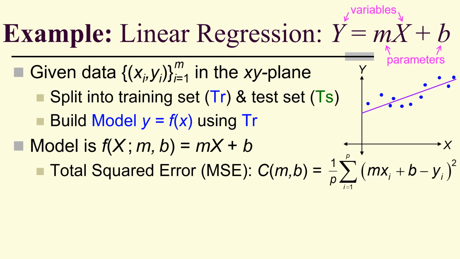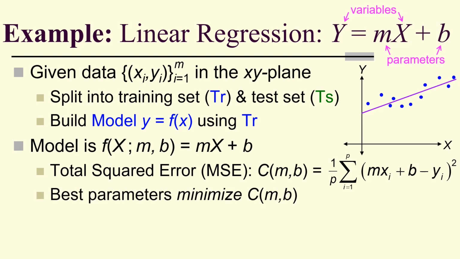We tend to look at what's called the total squared error, or mean squared error. Remember, p is the number of observations or samples in the training set. Why c? Well, we'll explain that later. The best parameters are those that minimize c of m comma b.